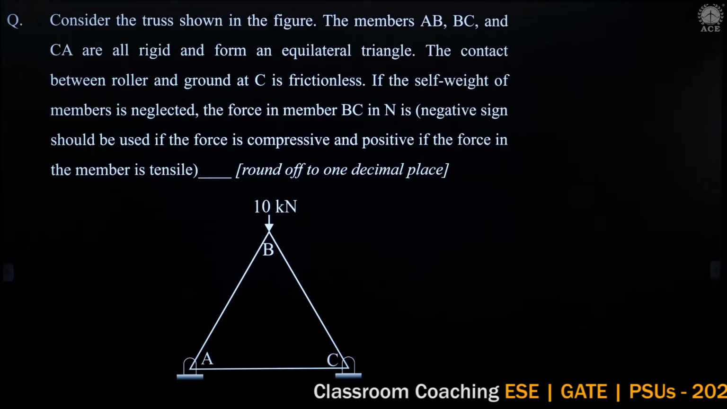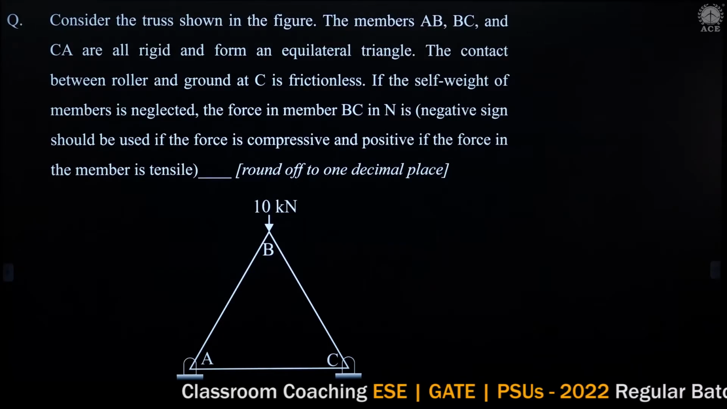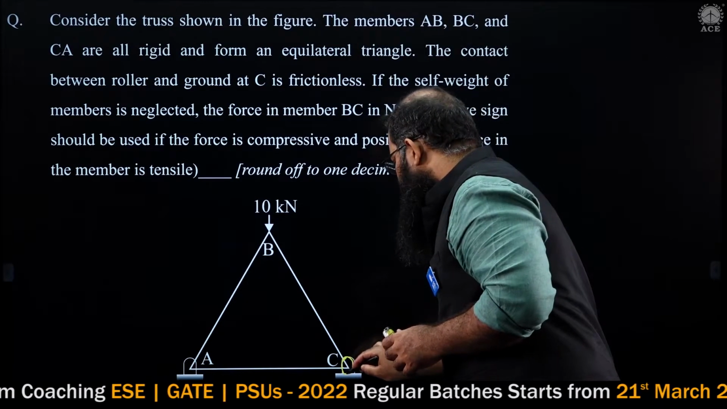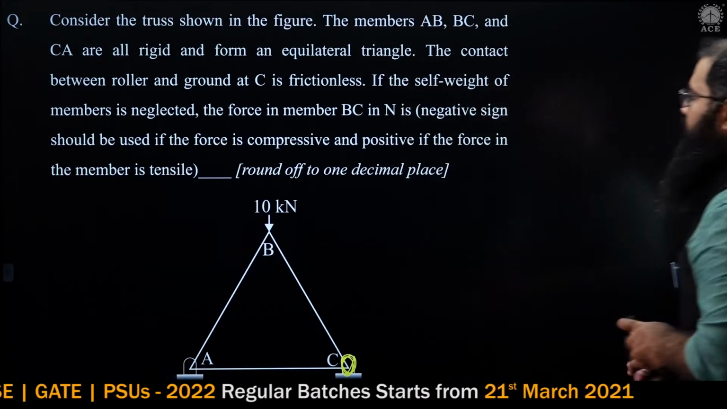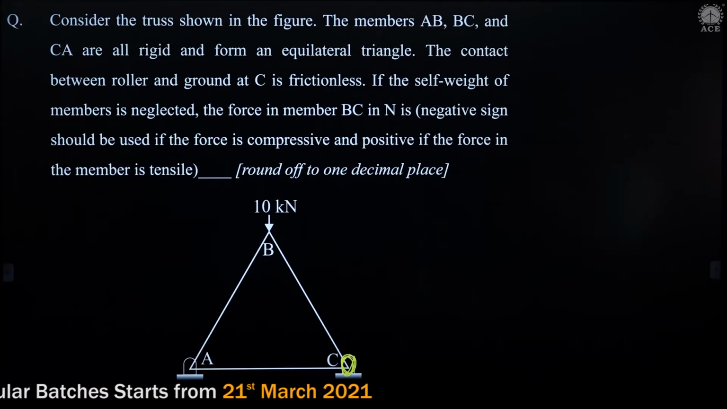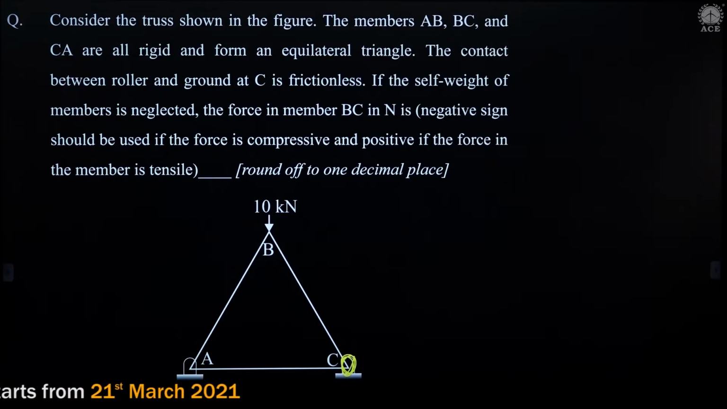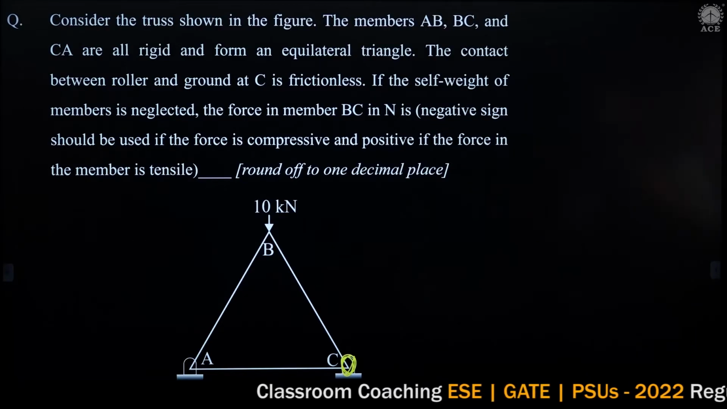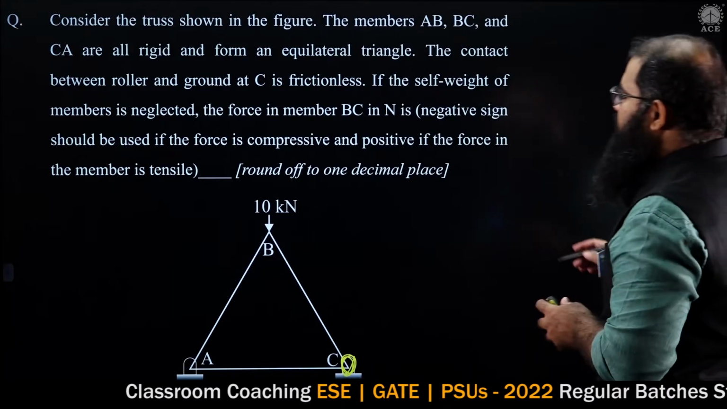The contact between the roller and ground at C is frictionless. Mind you, this is actually a roller support. If the self weight of members is neglected, this is one of the fundamental assumptions we make whenever it comes to trusses, that we neglect the self weight of each member. If the self weight of members is neglected, the force in member BC in newtons is how much? Negative sign should be used if the force is compressive and positive if the force is tensile.